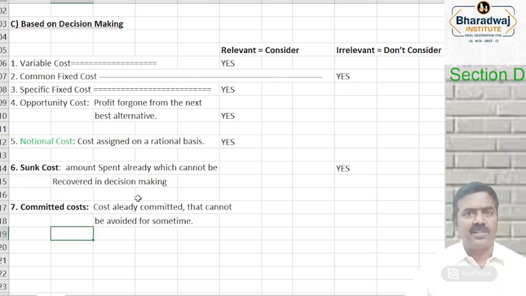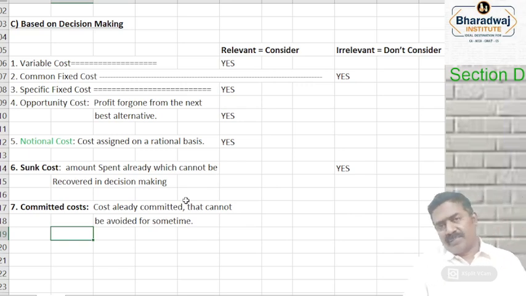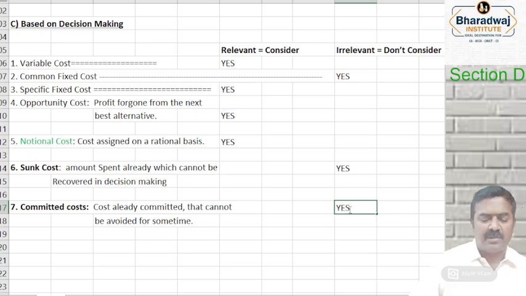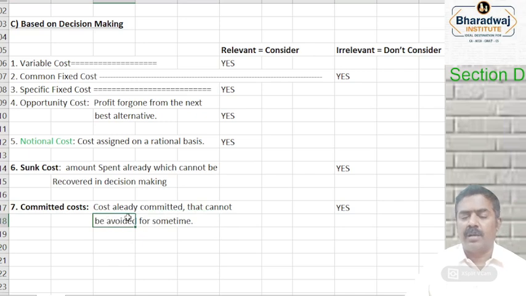Whether you run the business or close the business, can you get back that insurance premium? If you run the business, you may enjoy benefit if there's a loss of stock. If you close the business, for example, last month only I took insurance for stock, insurance for profits and all. Next month I'm going to close down the business. Will I be able to get back the insurance premium paid? No. So that is irrelevant for decision making. Cost is already committed. That cannot be avoided.